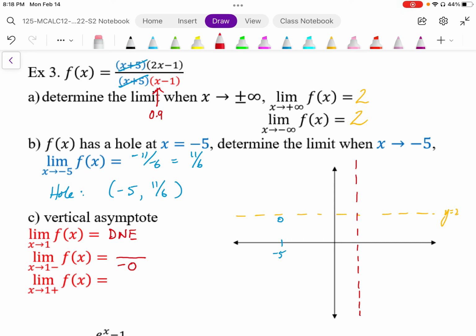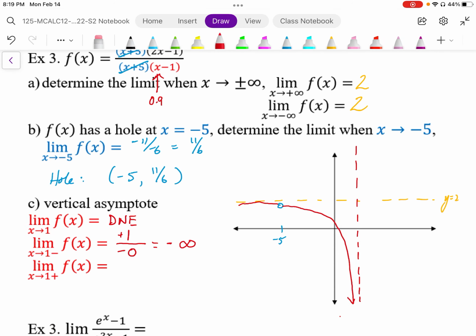For the numerator, I'm just going to plug in the value of x equals 1. So I get 2 times 1 minus 1, and that gives me positive 1. So what this means is I'm dividing by 0, so I'm going to get infinity. And since I have a positive divided by a negative, it's going to go down to negative infinity. So it's going to follow my asymptote, go through the hole, and then go down to negative infinity along my vertical asymptote. Okay, so that's what that part of the graph is going to look like.